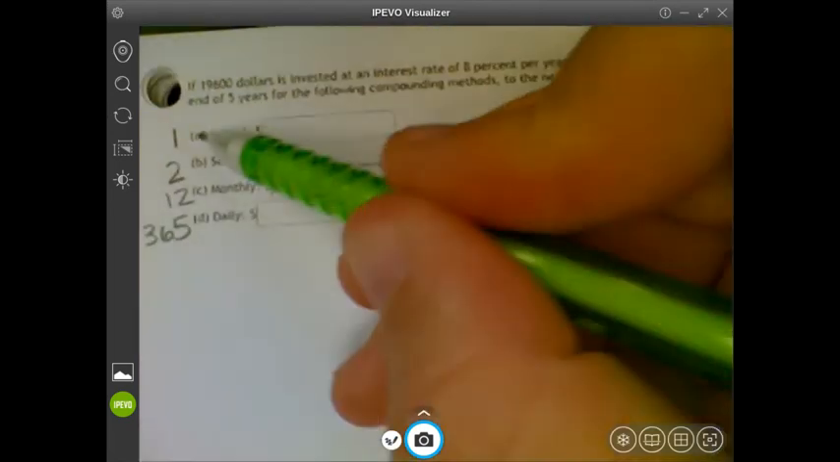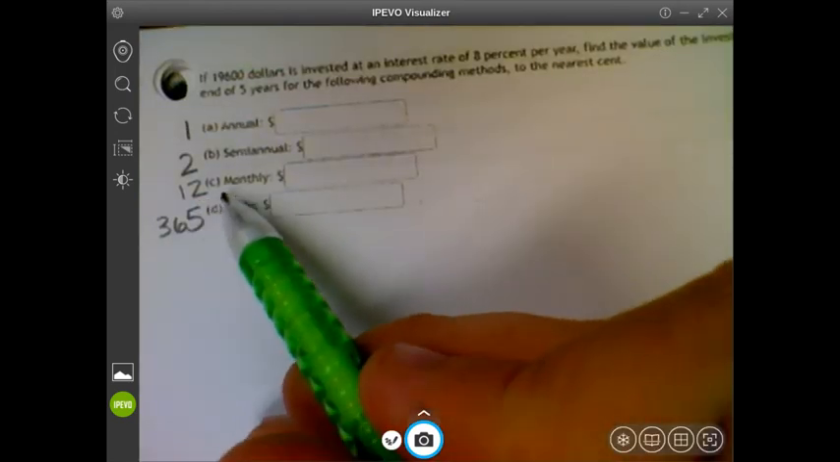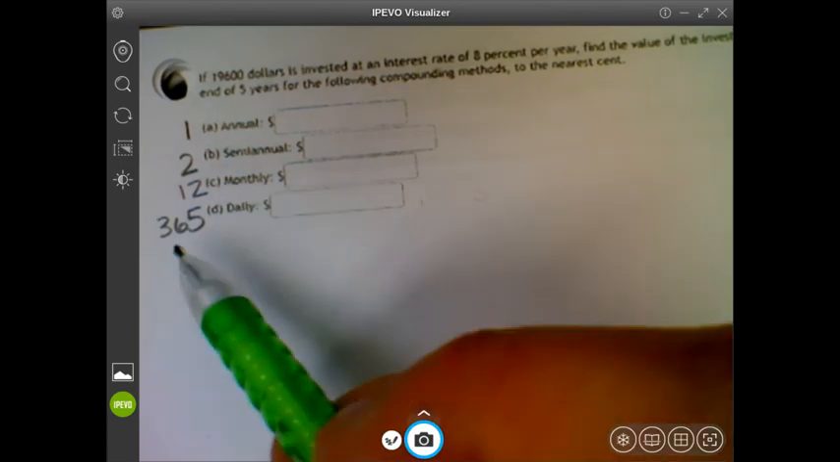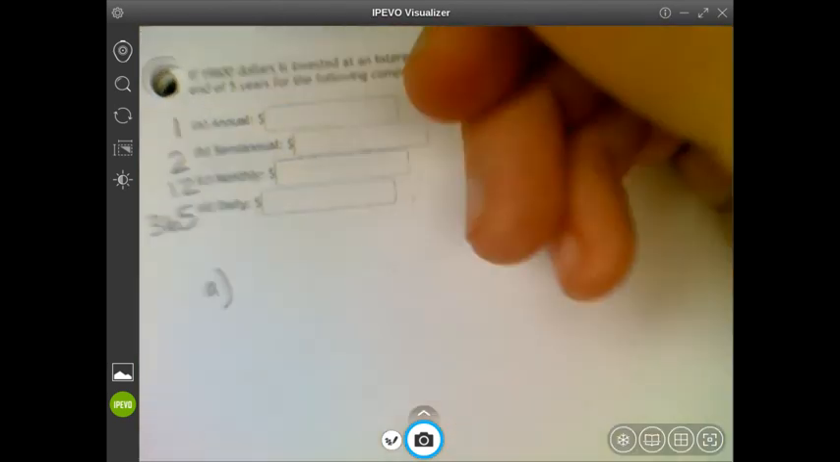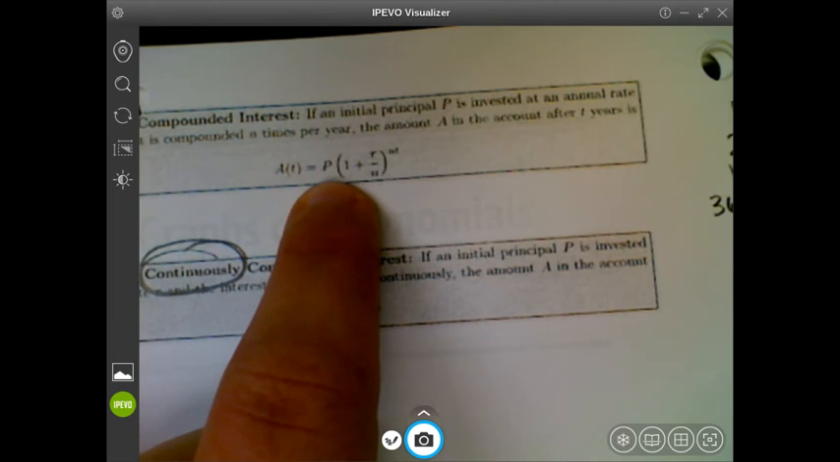This is also information that you might want to write down if you don't know those numbers, specifically the daily. Most people know there are 12 months in a year and things like that. But if you don't know how many days are in a year, throw it on there just in case. All right, and so here's how this formula is going to work. None of these are compounded continuously. They're compounded a certain number of times. And so we're going to be using the first formula. We're going to use this formula every single time.